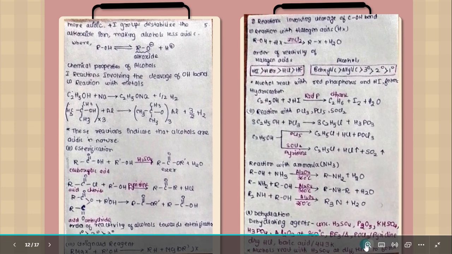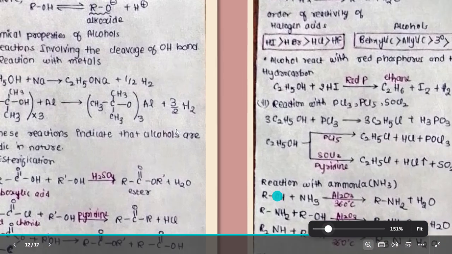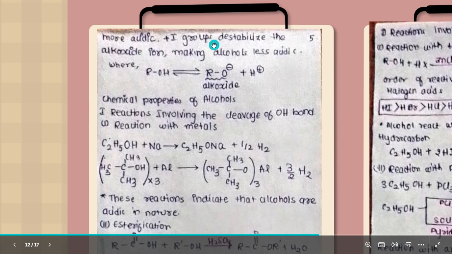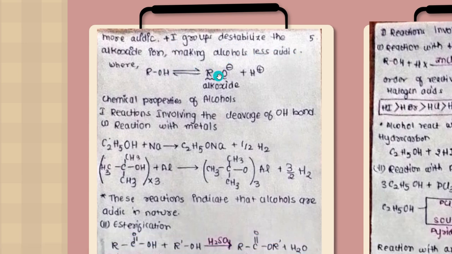Yeah, so now if plus I groups are there, it will be less acidic, which means plus I groups destabilize the alkoxide ion. Now what is this alkoxide ion? It is RO minus. Okay, so ROH can be written as RO minus plus H plus. This RO minus is the alkoxide group. So plus I groups destabilize the alkoxide group and hence make it less acidic. Minus I groups, which are electron withdrawing groups, make the alkoxide group more stable and hence the alcohol more acidic.